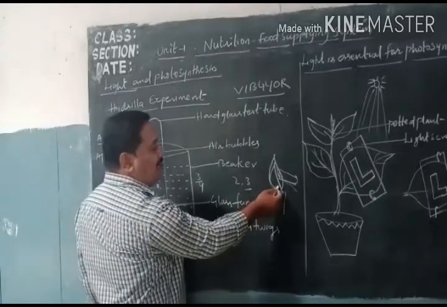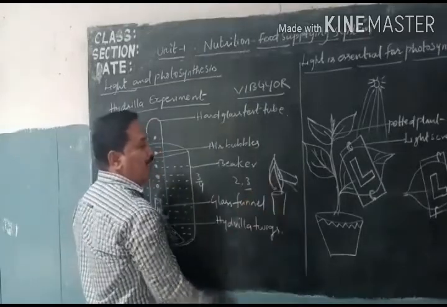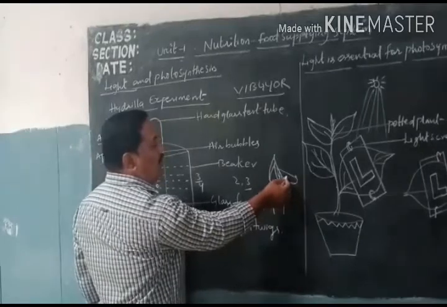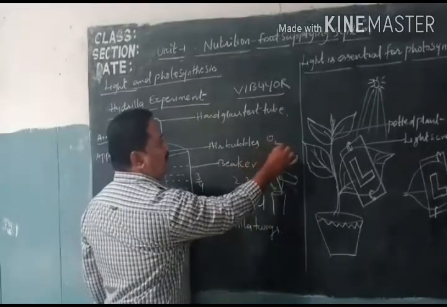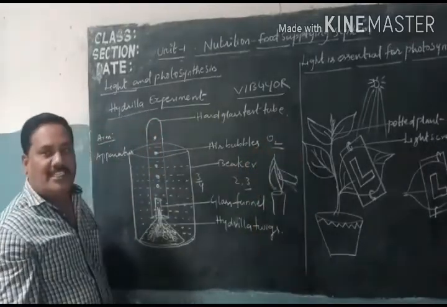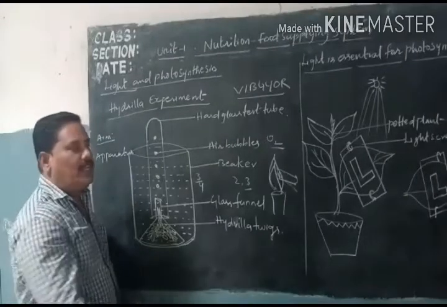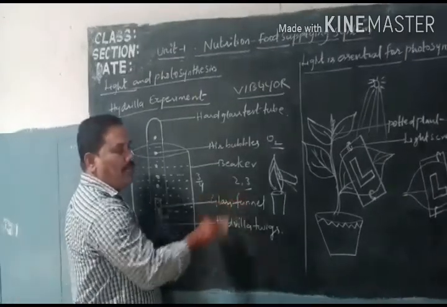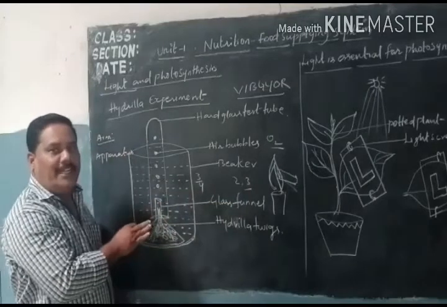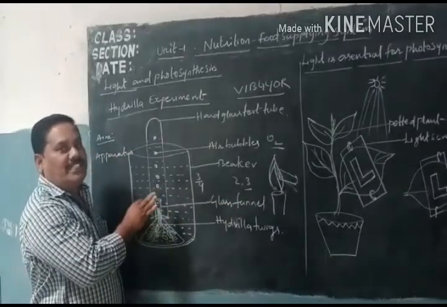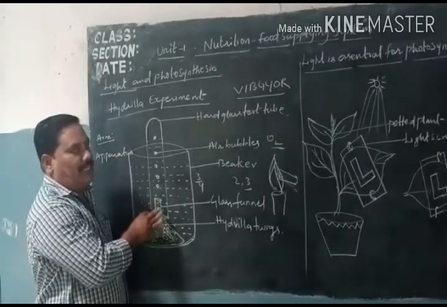Why is the splinter burned brightly? Because the test tube released which gas? Oxygen gas is released. In this experiment, what can you prove? That all green plants release oxygen gas. Okay, can you understand?